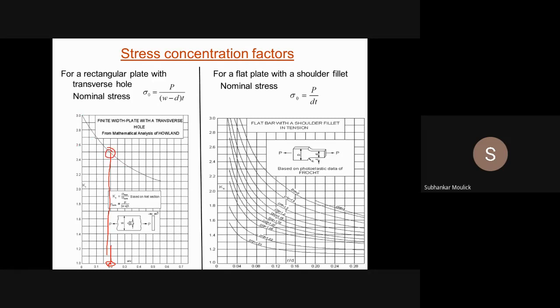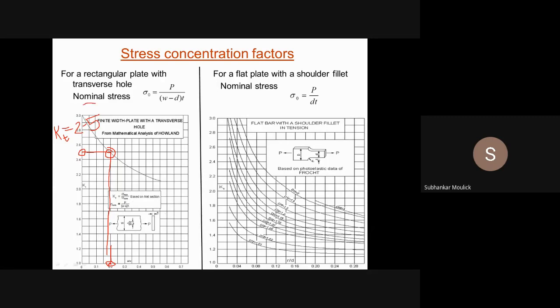So the value of Kt will be what? From this point I have to go in negative x direction. This will be the value of Kt. How much is the value of Kt? It is 2.5, because it is coming between 2.4 and 2.6, exactly at this point, that is 2.5.